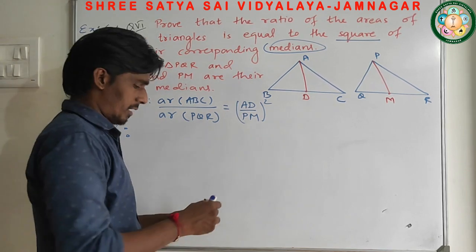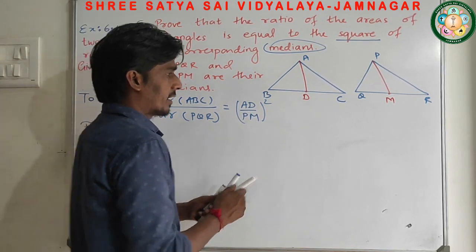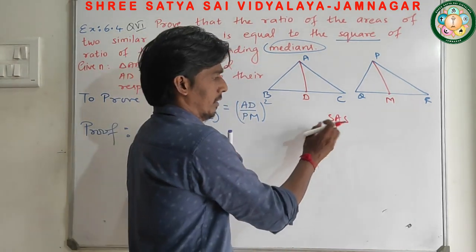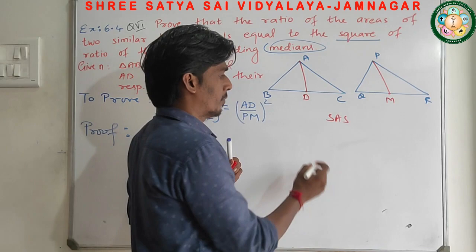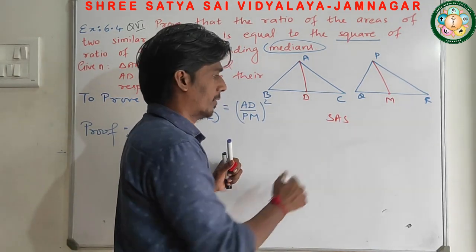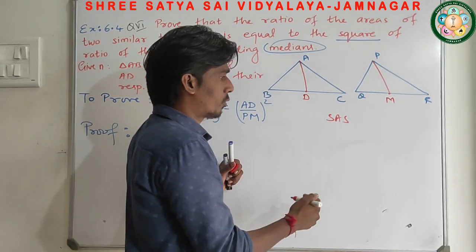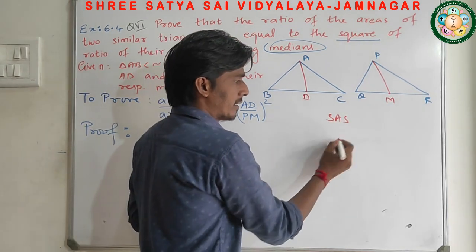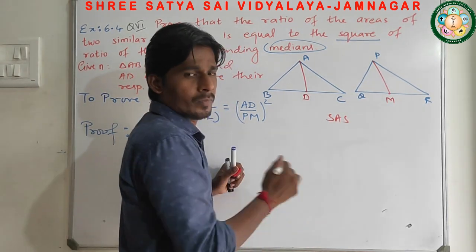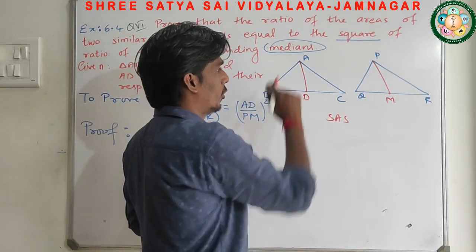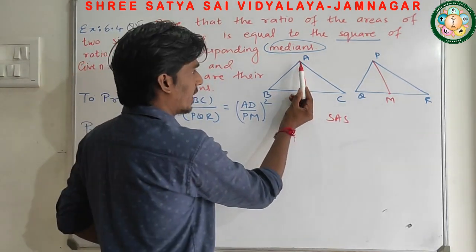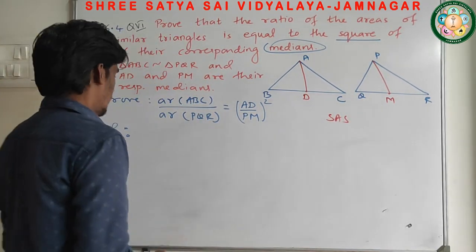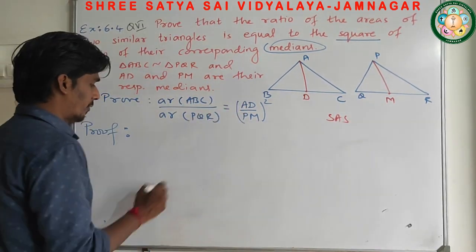Before starting the proof, let me make you revise the condition side angle side, where the ratio of two corresponding sides and the included angles are equal. जो दो साइड होगा उसका रेशियो इक्वल होगा with the included angle. Then by side angle side criteria, they are similar. This condition we are going to use to prove triangle ABD and triangle PQM similar. Let's use the first given statement.